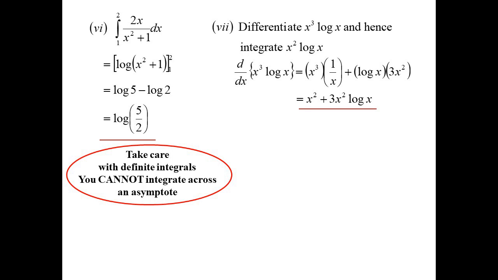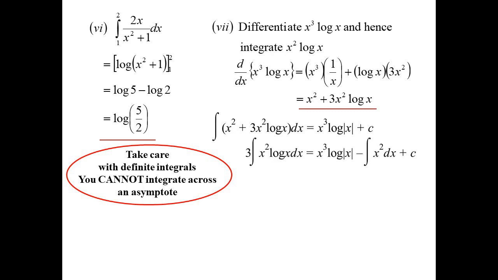I say, well, I don't know what the integral of x squared log x is, but I tell you what, I do know what the integral of x squared plus 3x squared log x is, because that's what I came from. So the integral of that is x cubed log, now I've put the absolute value in there, plus a constant. I just look at this like an equation. Remember, we have a rule with integrals, you can treat them as separate bits. And so I just move that to the other side.